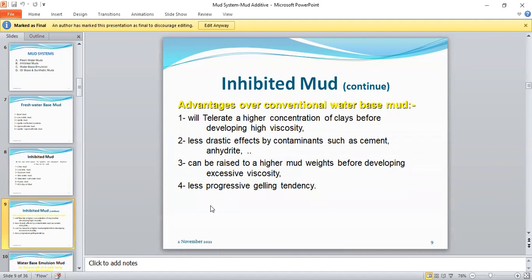But when it is no longer circulating, it becomes gel. Now, when we say less progressive gelling tendency: when a mud forms gel and the gel is so strong, it's progressive. We mean that the gel is too high. But in the case of inhibited mud systems, the gelling is not very strong, it's not very high, such that it can easily be broken by the mud pump when you want to start circulating again.